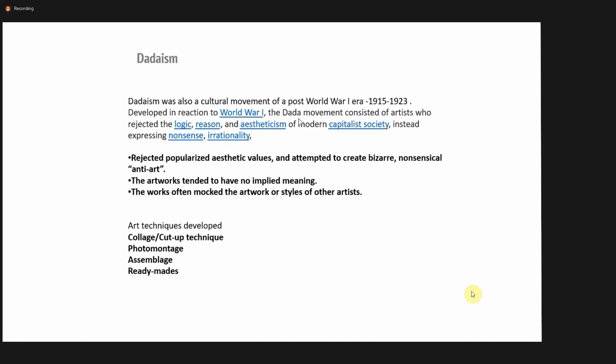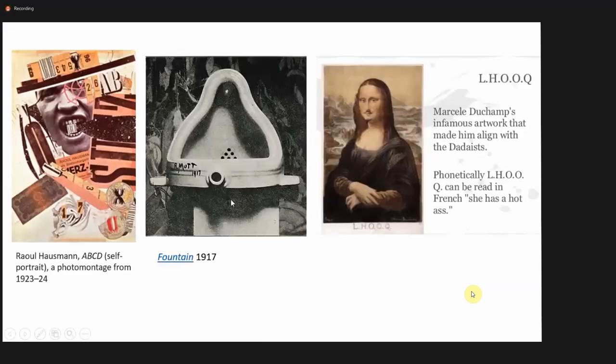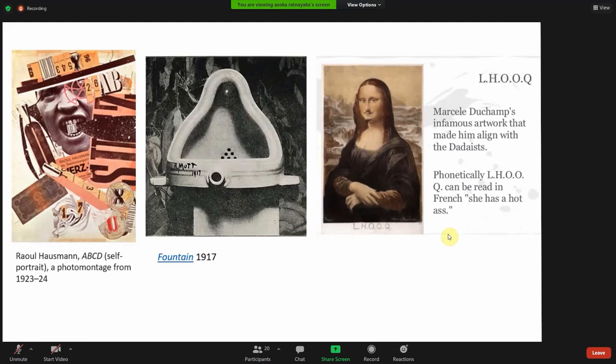And ready-made means, this artist was the one who invented that idea that he has something already, an object, and he puts it upside down or puts it in another way and makes it express a new idea or meaning. So that's the technique he called ready-made.